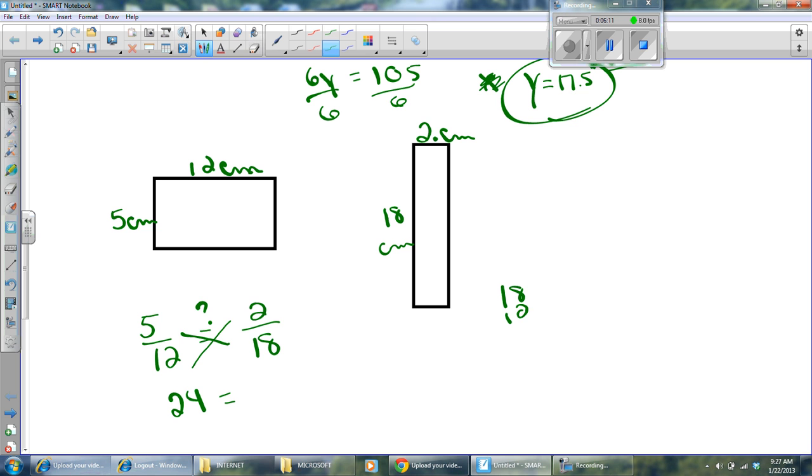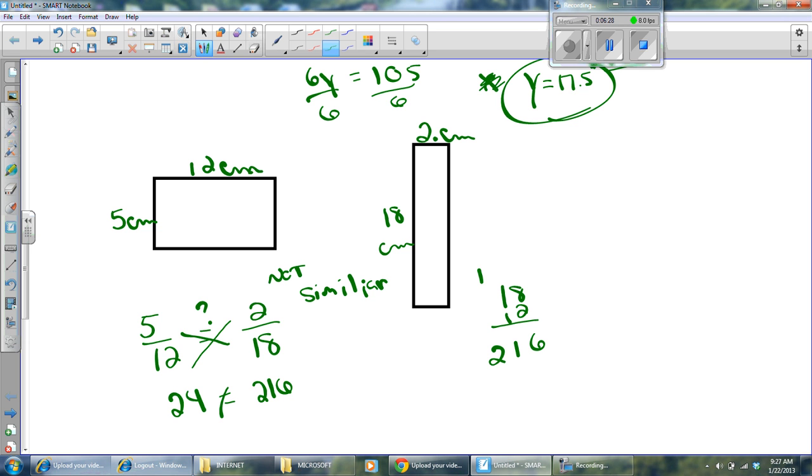18 times 12, I'm going to get 6. I'm going to carry the 1, 2, 10, 1, 11, the 1, 216. Is 24 the same as 216? No, it is not. Therefore, these are not similar.